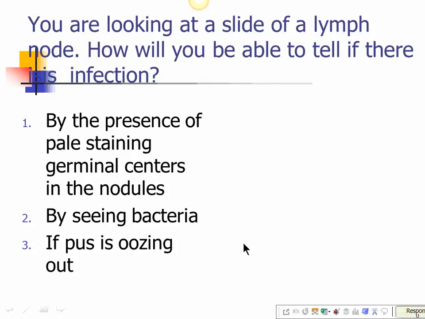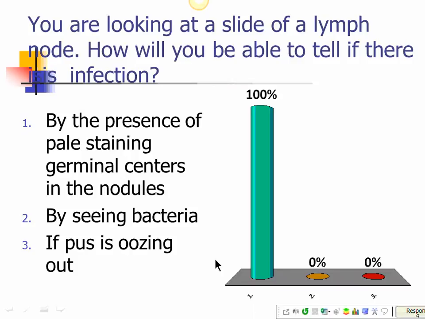So let's say you're looking at a slide of a lymph node. How would you be able to tell if there is an infection? Yes, very good. And I said slide, so you can't see pus in the slides, and not necessarily bacteria. So you can see the pale staining germinal centers. Yes, okay.